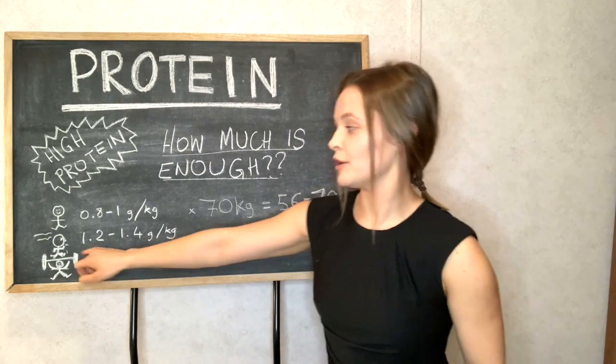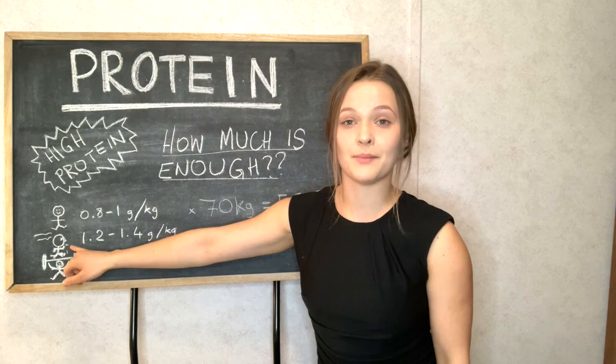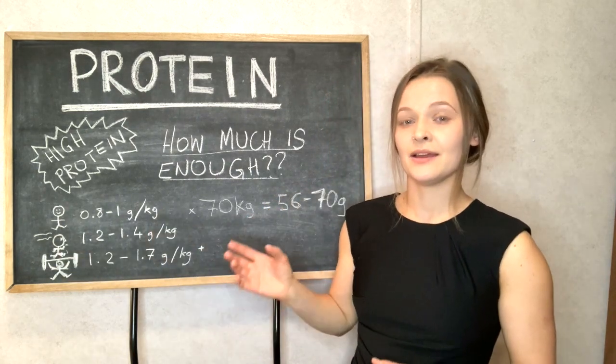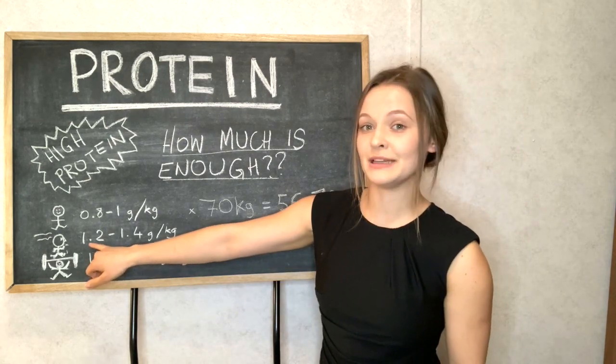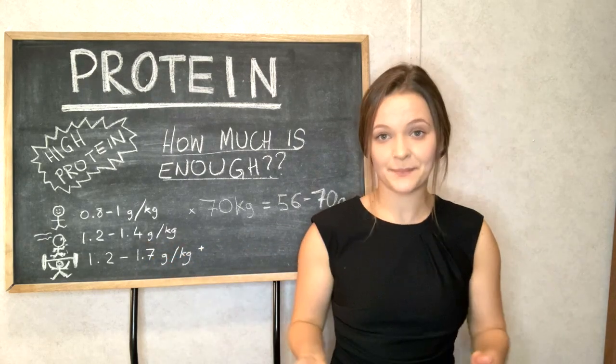So human number 2 is an endurance athlete. So he or she does lots of marathons, maybe lots of running. It would be mostly cardio related. So this human here would need 1.2 to 1.4 grams of protein per kilo body weight per day.